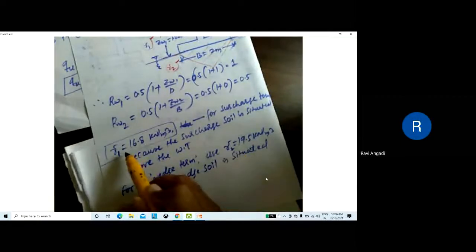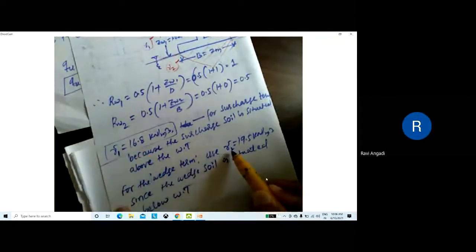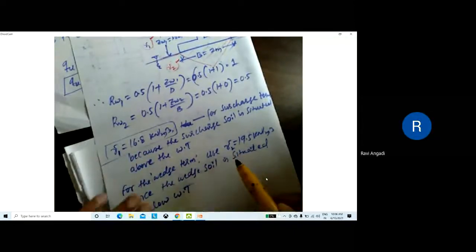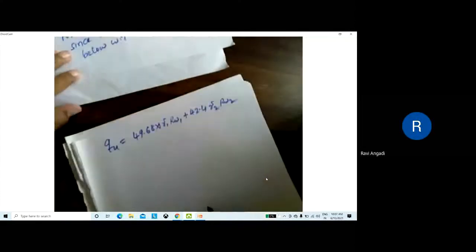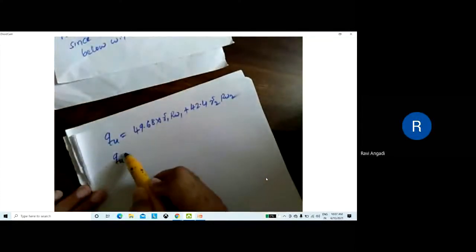Try to understand here. Gamma 1 is nothing but the surcharge weight. Gamma 2 is nothing but the wedge term. Okay. Now substitute here, qu, and tell me the answer.